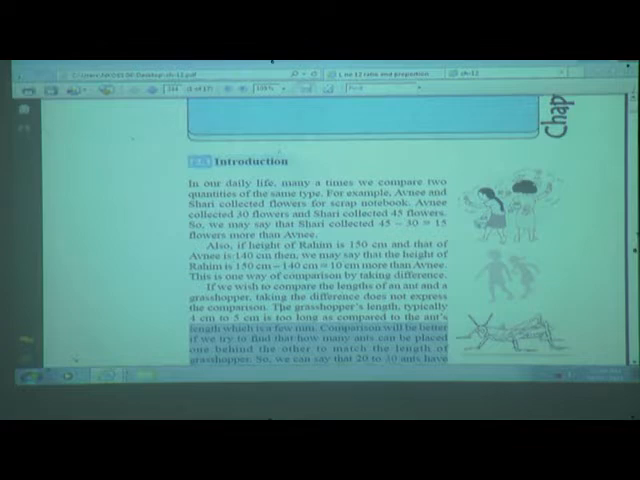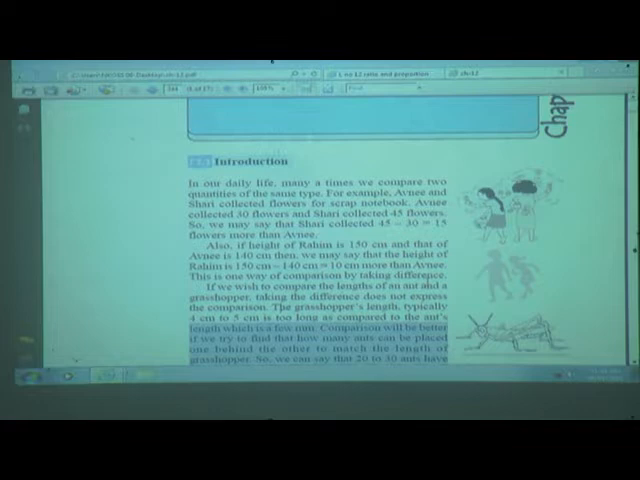Also, if the height of Rahim is 150 centimeter and that of Avni is 140 centimeter, then we may say that the height of Rahim is 150 centimeter minus 140 centimeter, that is 10 centimeter more than Avni. Whose height is more here? Rahim. By how many centimeters is Rahim's height more? By 10 centimeter. So this is one way of comparison by taking difference.